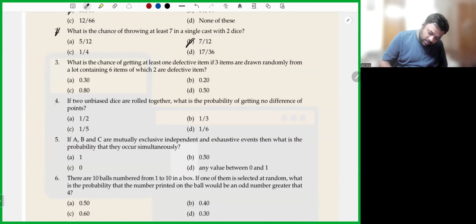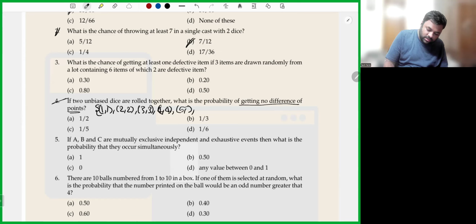Fourth one we have already done. 2 unbiased dice are rolled. What is the probability of getting no difference in points? No difference in points means 1 1, 2 2, 3 3, 4 4, 5 5, and 6 6. So favorable cases are 6, total cases are 36, so the probability is 1 by 6.